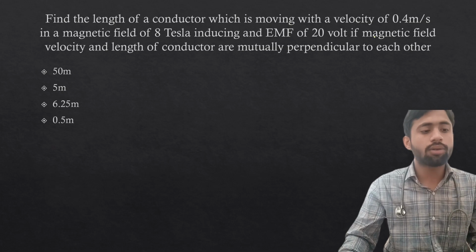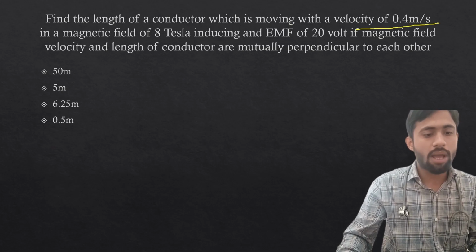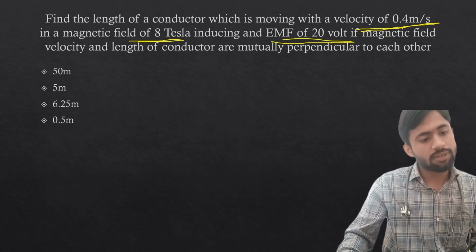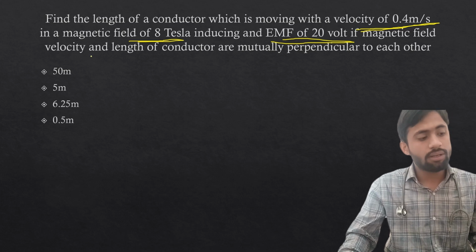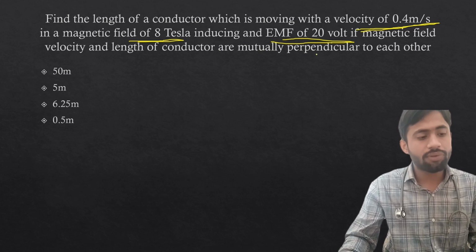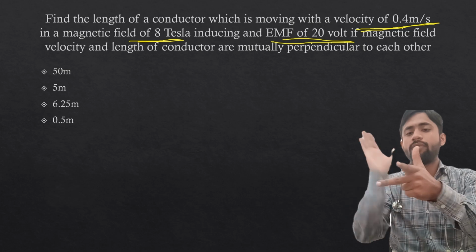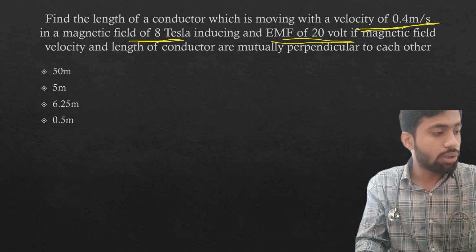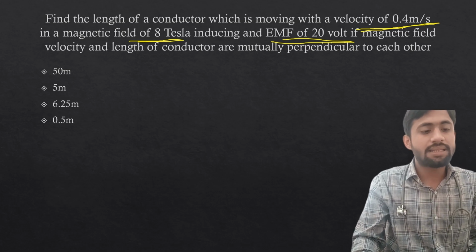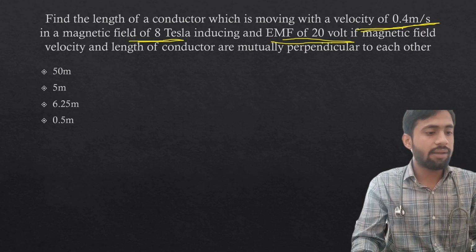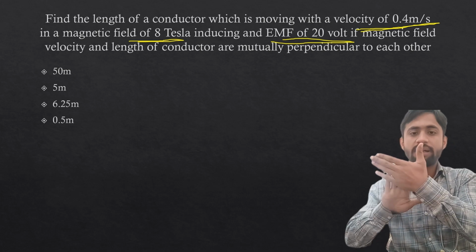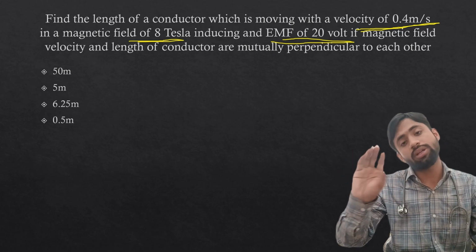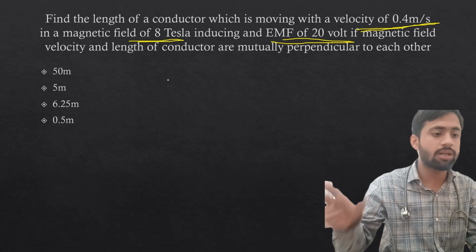Find the length of a conductor which is moving with the velocity. Okay, I have been given the velocity in a magnetic field of 8 Tesla. EMF is 20 volts. If the magnetic field, velocity and length of the conductor are mutually perpendicular, so it is following Fleming left hand rule or right hand palm rule. It is following that, mutually perpendicular to each other. Okay, this is magnetic field strength, this is current, and this is force. The question has already told you that these two things are perpendicular, so there must be a force.